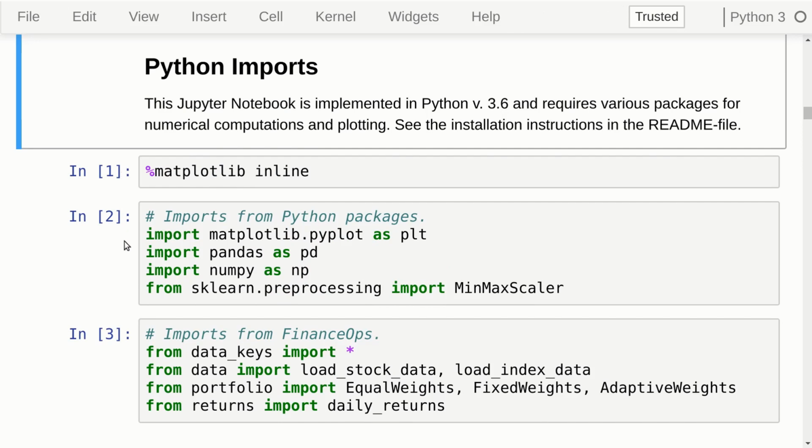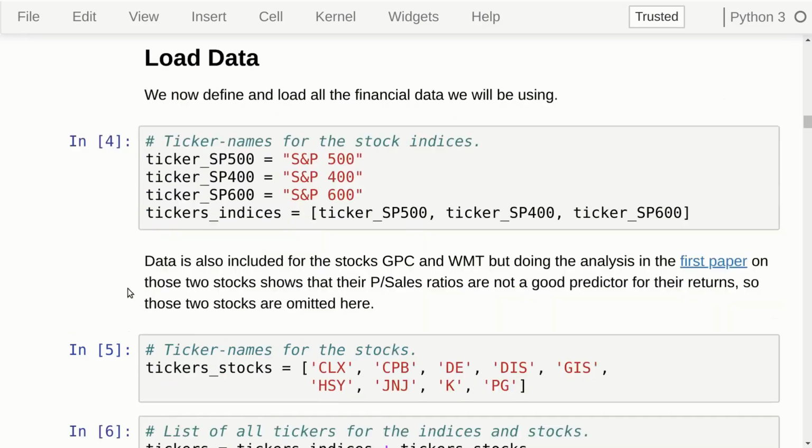Okay, so once again, I'm not going to go through the implementation, but we just have the usual Python imports from Python packages and from this finance ops library that I have made. And then we load the data for the stock indices. Well, first we define the ticker symbols for the stock indices and for the stocks. And there's actually data for 2 more stocks, GPC and Walmart. And I had to manually collect all of this data from the annual reports of these companies. And this took several hours for each company.